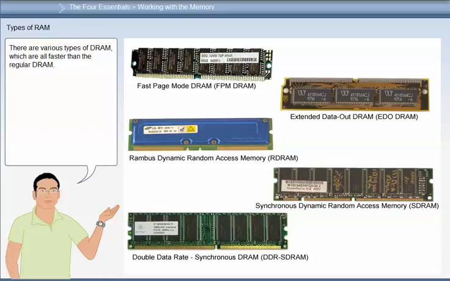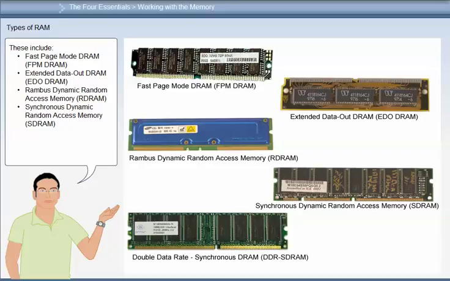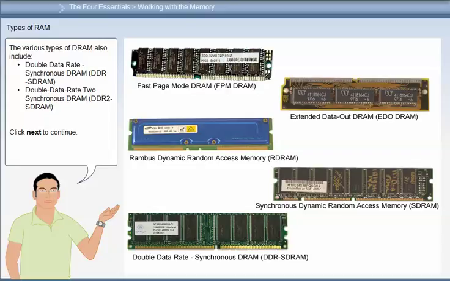There are various types of DRAM, which are all faster than the regular DRAM. These include Fast Page Mode DRAM or FPM DRAM, Extended Data Out DRAM or EDO DRAM, Rambus Dynamic Random Access Memory or RDRAM, and Synchronous Dynamic Random Access Memory or SDRAM. The various types of DRAM also include the Double Data Rate Synchronous DRAM or DDR-SDRAM, Double Data Rate 2 Synchronous DRAM, DDR2-SDRAM.